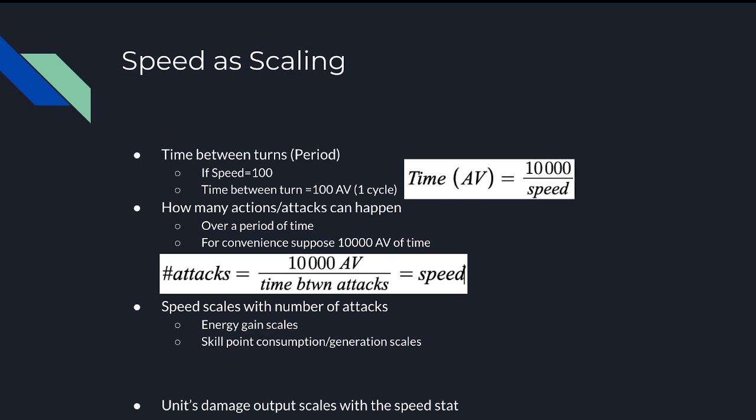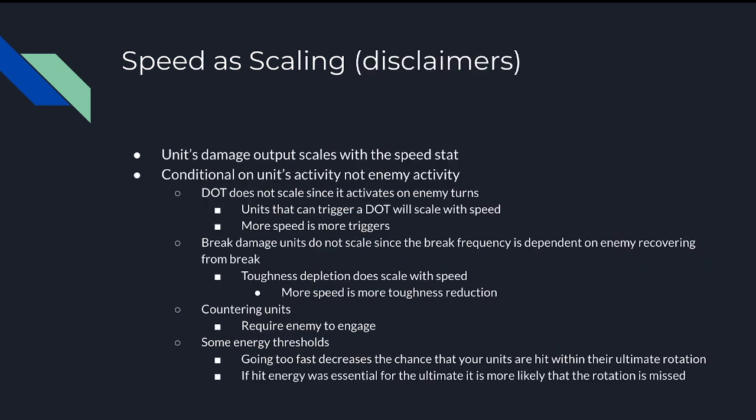There are some disclaimers though. It is conditional on the unit's activity, what they do, not on the enemies. So, for example, dot units do not scale because the damage over time activates on the enemy turns. If you can trigger that on your turn, that can contribute to it. But natural ones that happen on the enemy turn cannot be accelerated using this method.